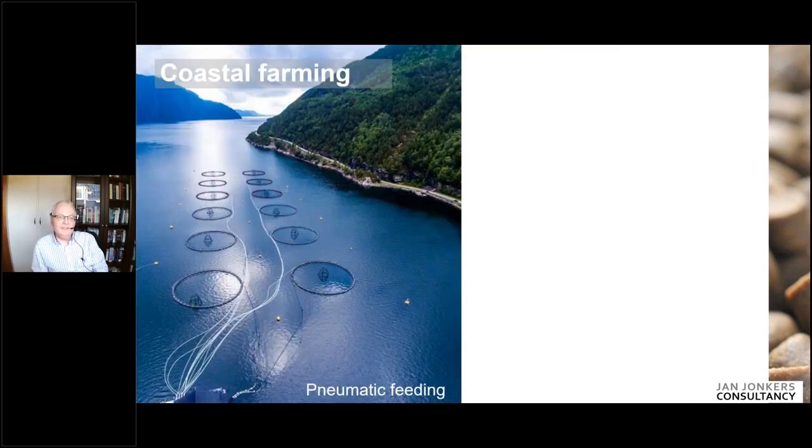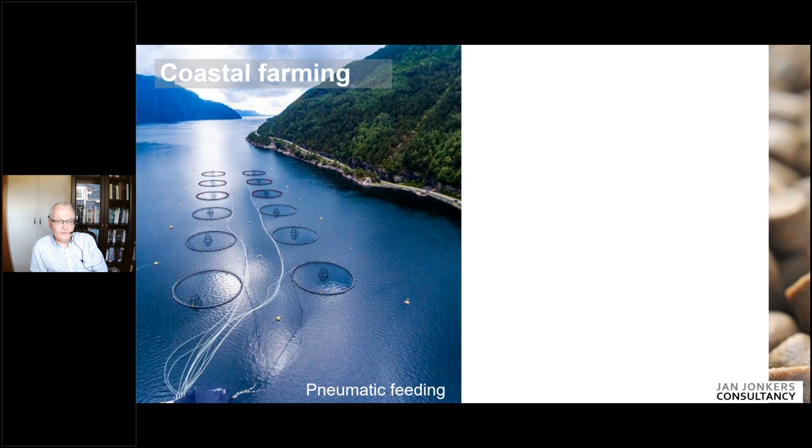Another example here is coastal farming. This is quite common, for example, in salmon farming across the world. In this type of farming, often pneumatic feeding is being used. You see these white lines in the water, those are the feeding tubes, and the distance of these feeding tubes can be quite long. I've seen them up to 1,000 meters, and there are even systems up to 1,400 meters. The feed is really shot through these feeding pipes with compressed air.